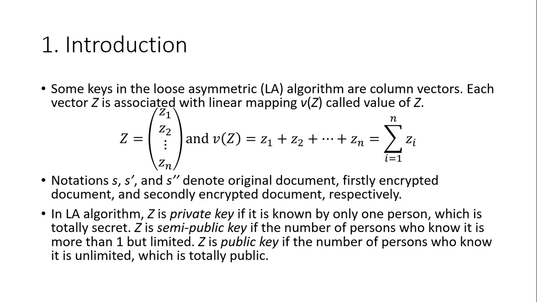In the LA algorithm, Z is a private key if it is known by only one person, which is totally secret. Z is a semi-public key if the number of persons who know it is more than one but limited. Z is a public key if the number of persons who know it is unlimited, which means it is totally public.